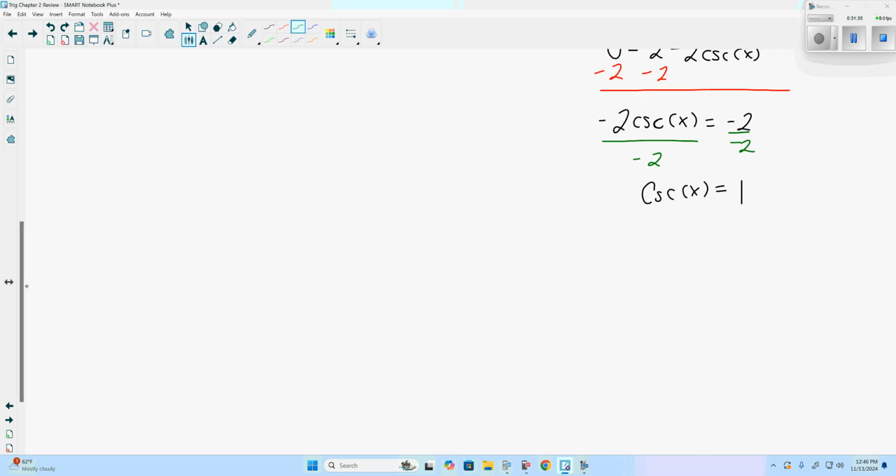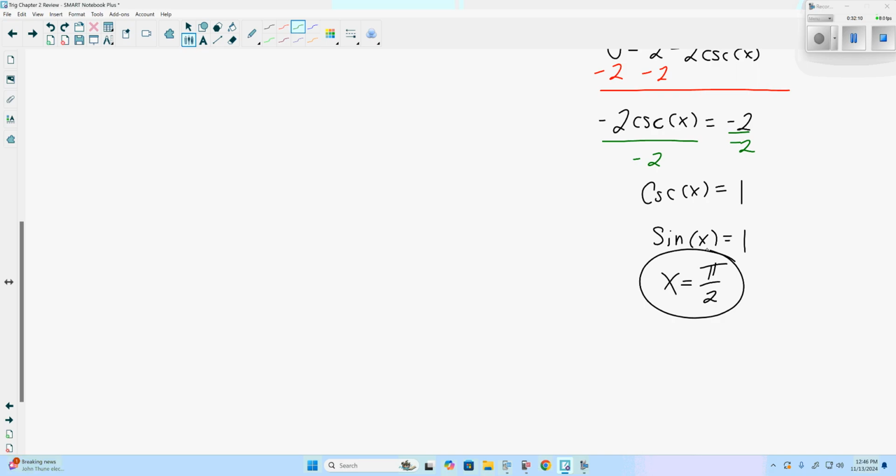Now cosecant of x, again, is not on the unit circle, but its reciprocal function, sine, is 1 over cosecant. So 1 over 1 is, well, 1. Unit circle. So we need to find out where sine of x is equal to 1. Well, that is pi over 2.